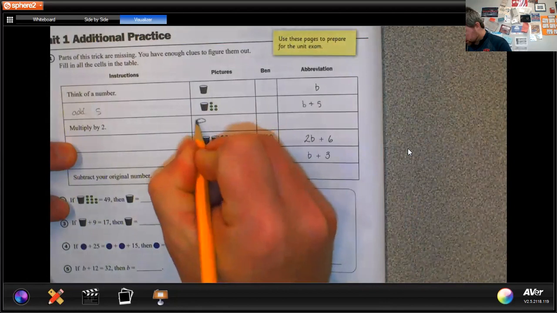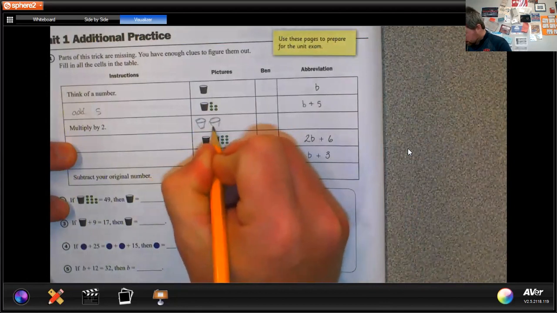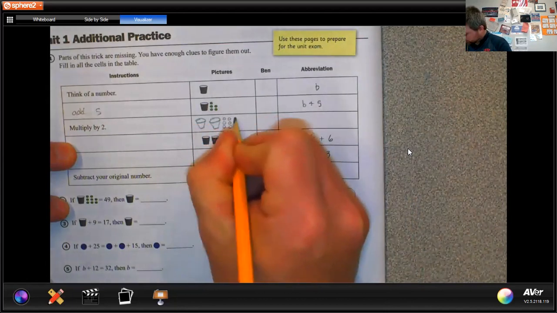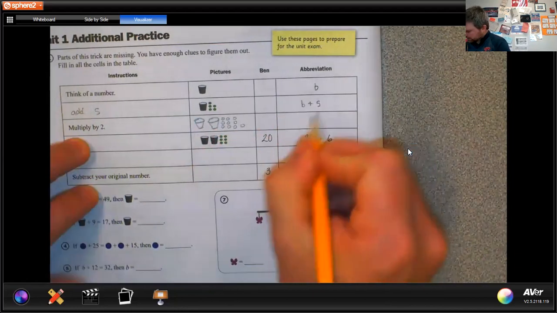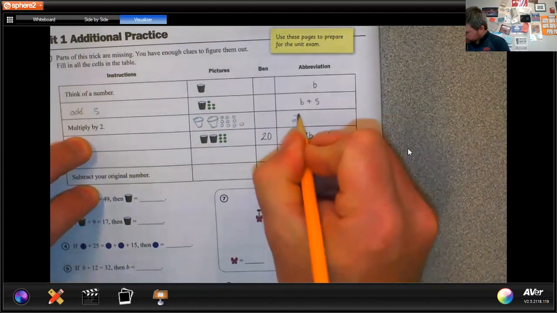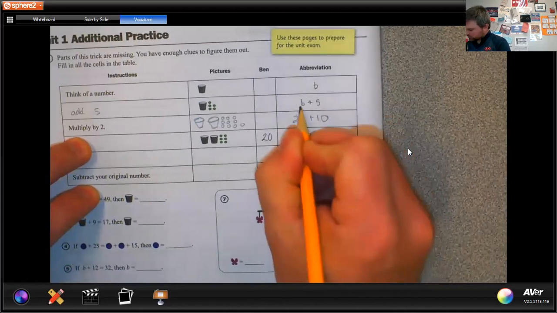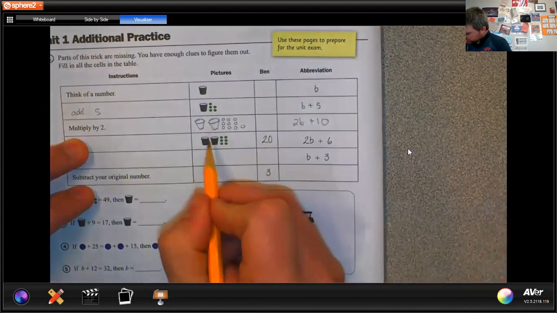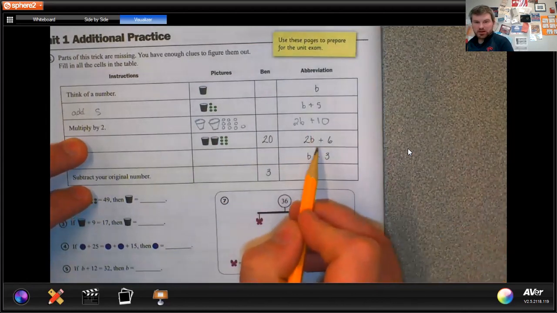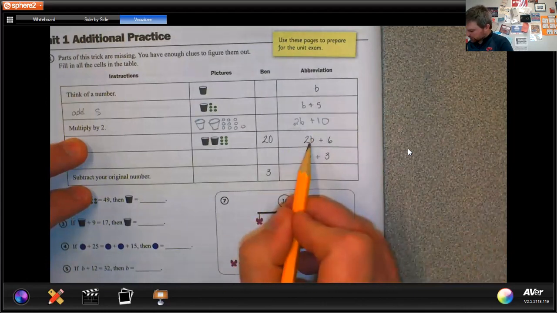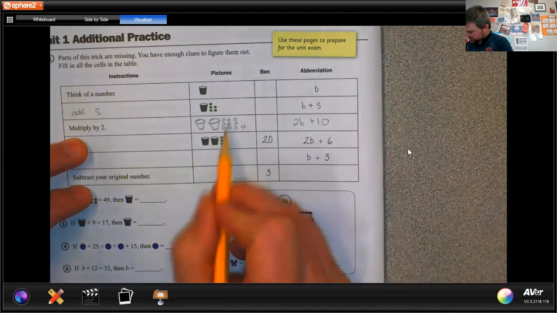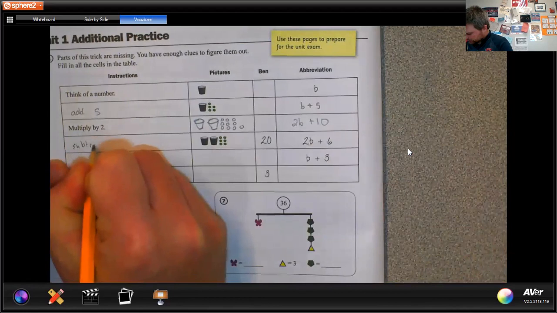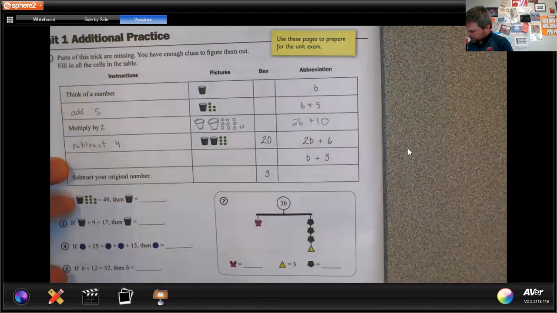So then we got 2 buckets. And instead of 5 marbles now, we have 10. And so now we have 2 buckets plus 10. Look, we multiplied both of those by 2. And then going from this picture to this picture, or you could go in between the abbreviation. It looks like the buckets stayed the same, but we lost some marbles. We went from 10 to 6. So that is subtract 4. Okay, so they subtracted 4.